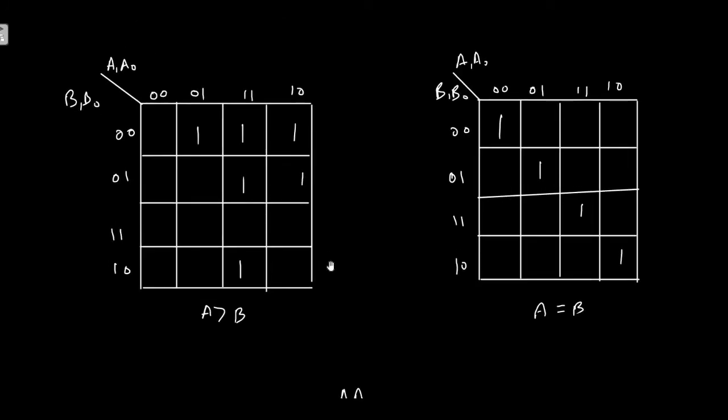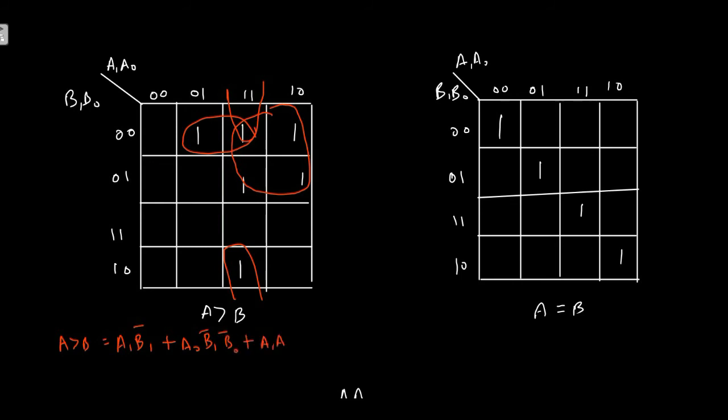Now we make the grouping. The first group is this one, and this one. Similarly, we can write A greater than B equals A1 B1 bar plus A1 A0 B1 bar B0 bar plus A1 A0 B0 bar.